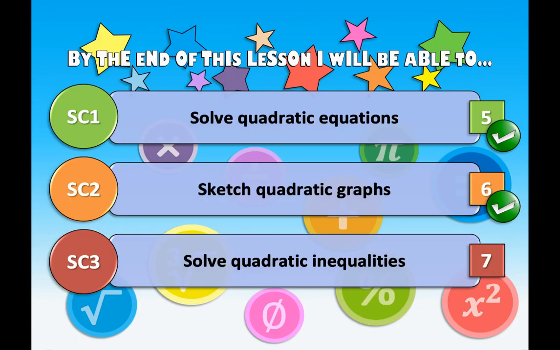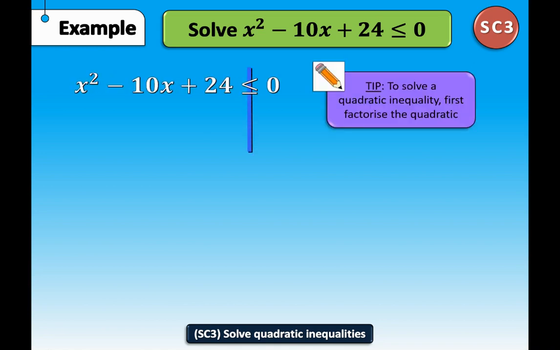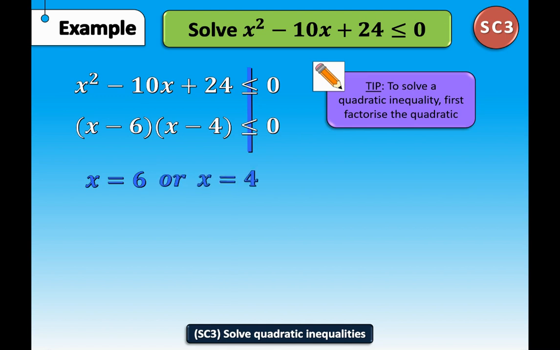So now we've completed success criteria 2. So now we're going to move on to number 3, and this is to solve quadratic inequalities. So here we want to solve this quadratic inequality. And if we start by factorising it into two brackets first, and then imagine it equals 0 so that we can then solve it. So if it was to equal 0, x would equal 6 or x would equal 4.